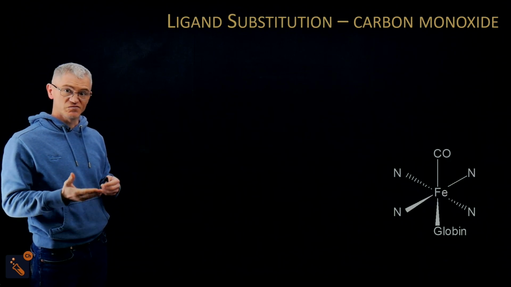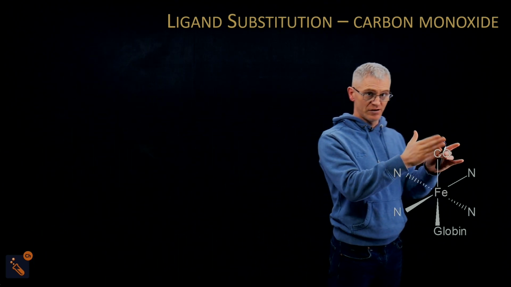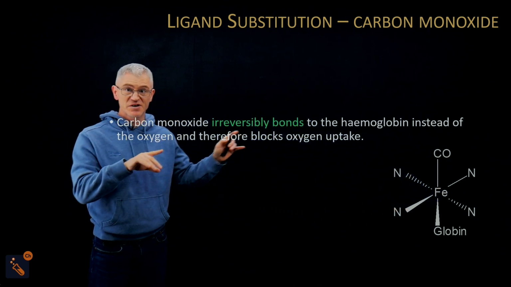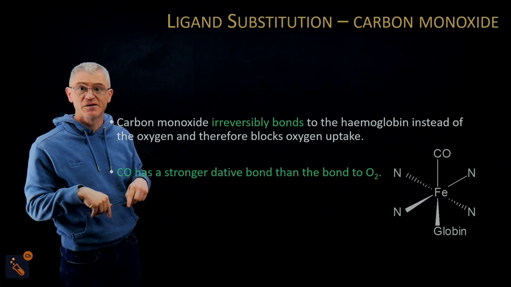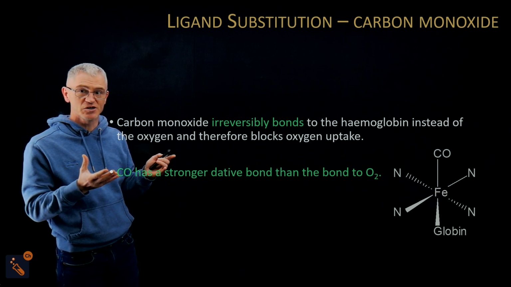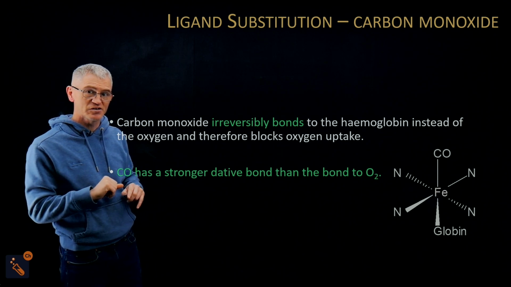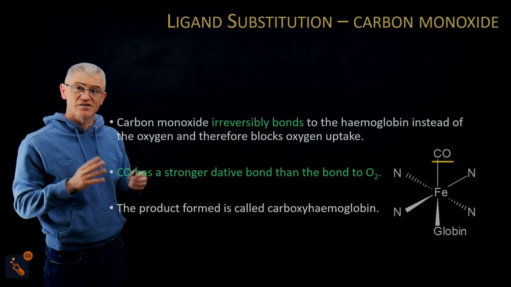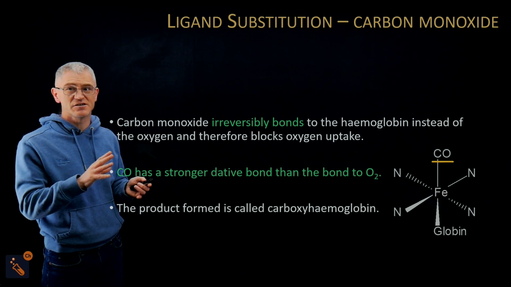Now, what you really need to know is the bond with carbon monoxide, and this is your exam answer. Carbon monoxide irreversibly bonds to the hemoglobin, and it blocks the oxygen uptake, and therefore you will be in serious trouble if you don't get medical help, or die. And the key thing you need to know for the exam is CO has a stronger dative bond than the bond to the O2. Okay? Now, that is the answer for the question, and that's really all you need to know about this.